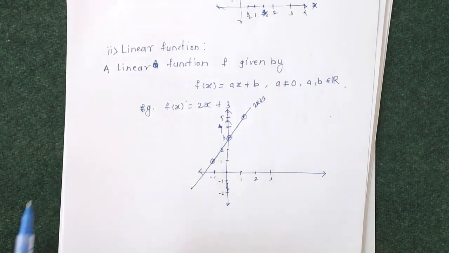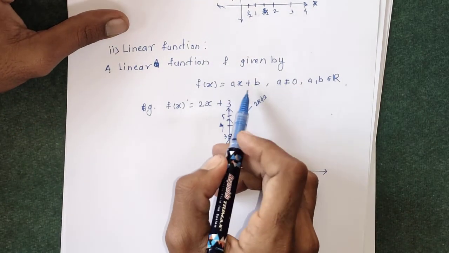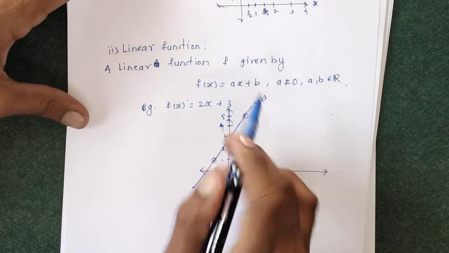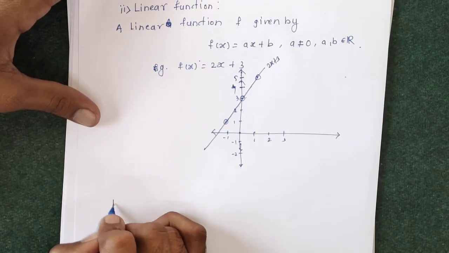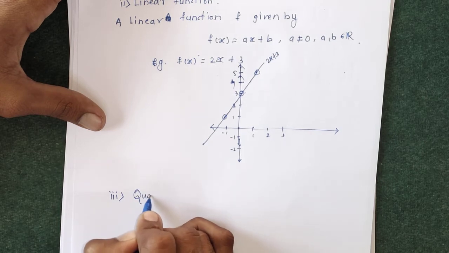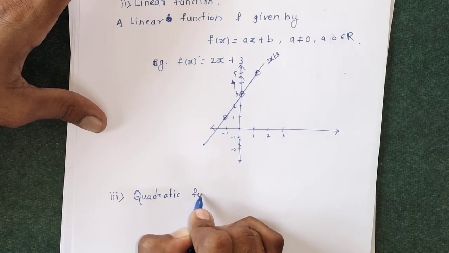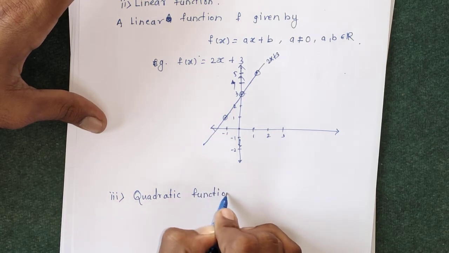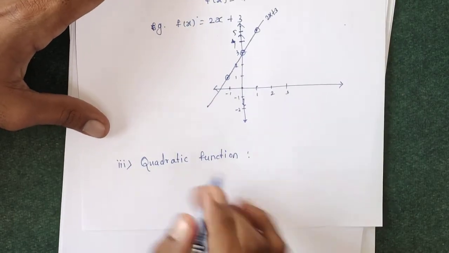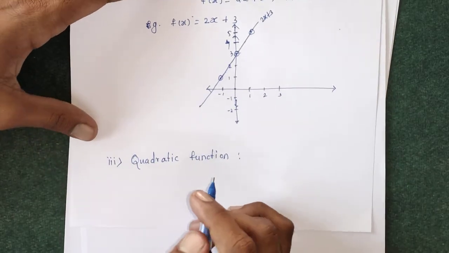Linear function means a function of the form ax plus b. Now, the third function is the quadratic function. A quadratic function is a function of the form ax square plus bx plus c.